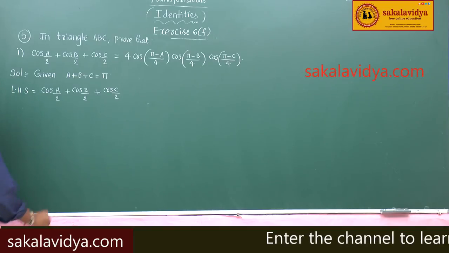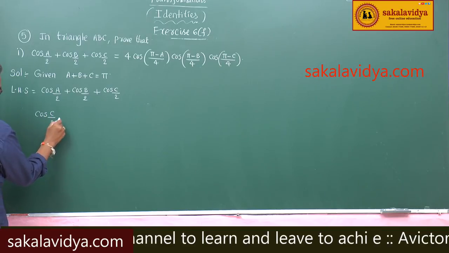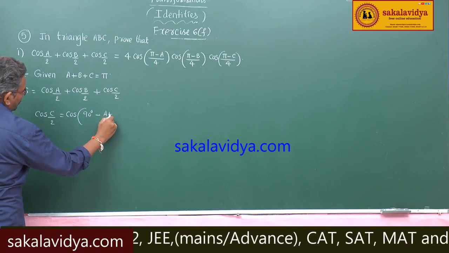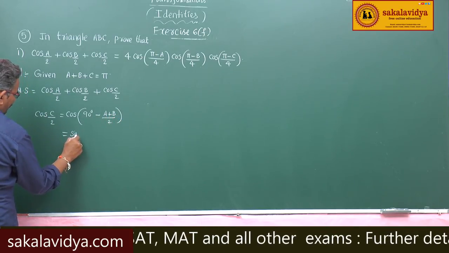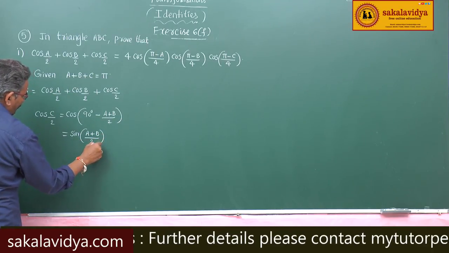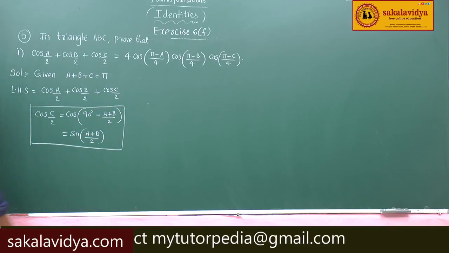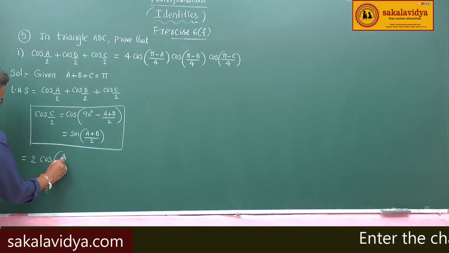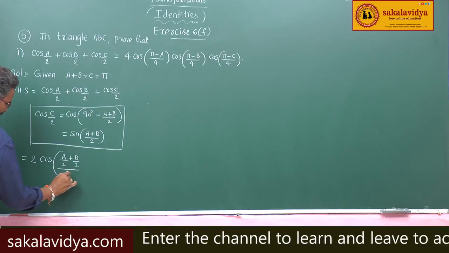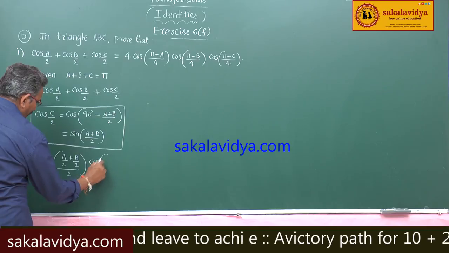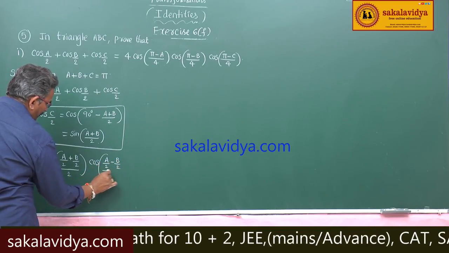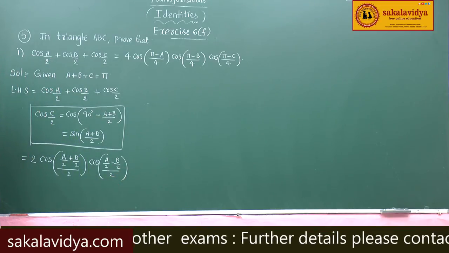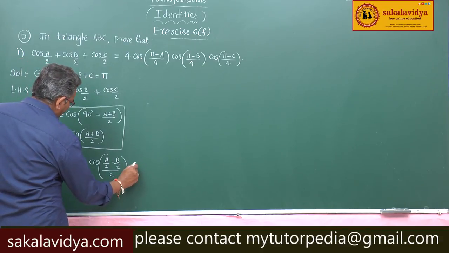So now this cos C/2 can be written as cos of 90 degrees, because 180 by 2 is 90, minus (A + B)/2, that is nothing but sin of (A + B)/2. So now from these two we write 2 cos of ((A + B)/2)/2 and cos of ((A - B)/2)/2, and plus, cos C/2 can be written as sin of (A + B)/2.